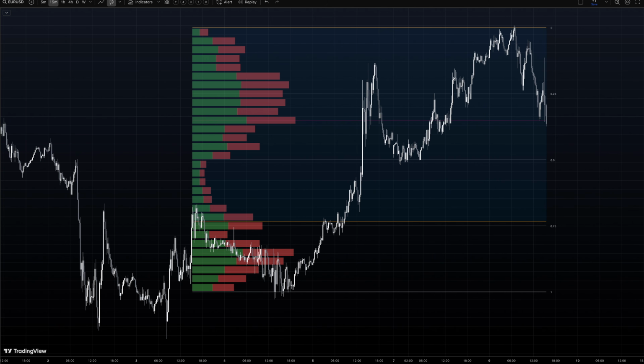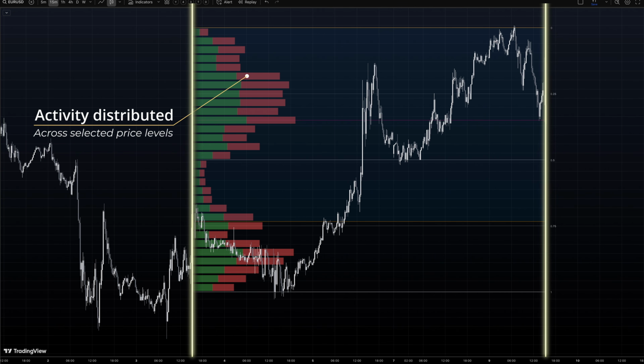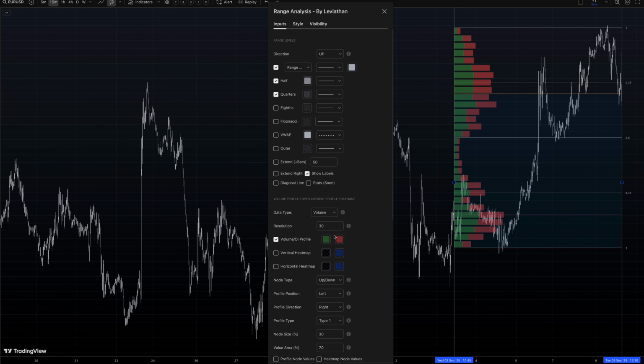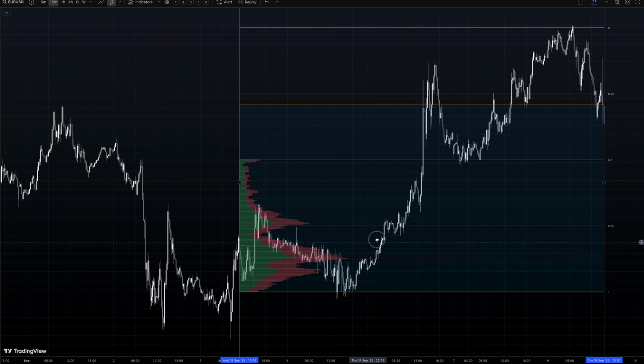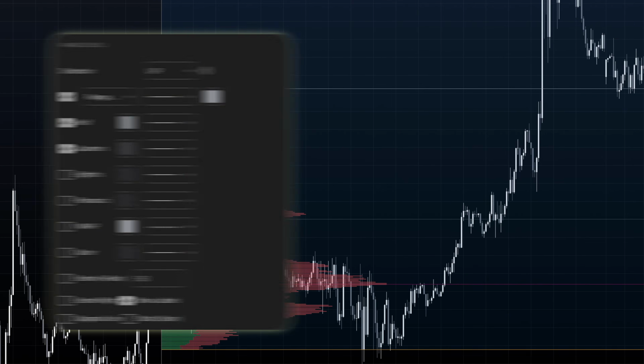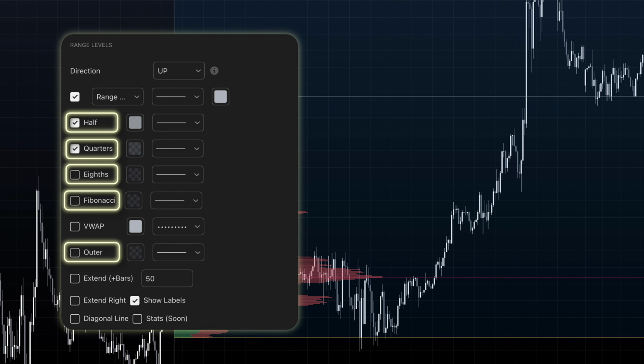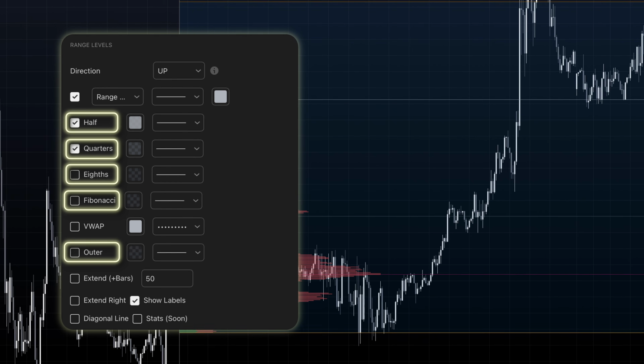The core functionality centers around volume profile calculation that distributes trading activity across price levels within the selected range. The profile resolution can be adjusted up to 500 levels, creating granular analysis of where most trading occurred during the specified period. Range levels include traditional divisions, halves, quarters, eighths, Fibonacci retracements, and outer extensions beyond the primary range.